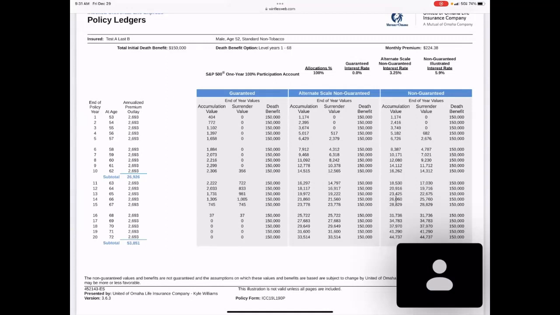So that way, if another agent comes in and starts bashing your product, you've already gone through it and they feel confident in understanding what you've gone over. And then you feel confident knowing that you got them a policy that's going to last them the rest of their life. So that is how you understand an illustration for a universal life insurance policy.